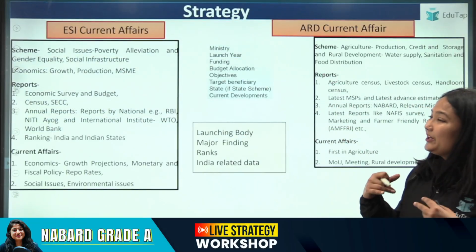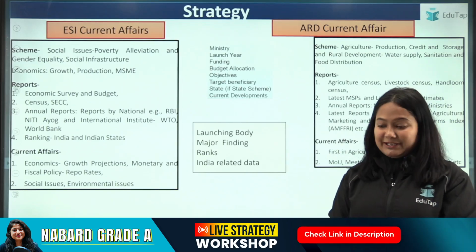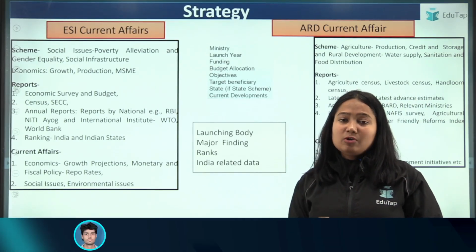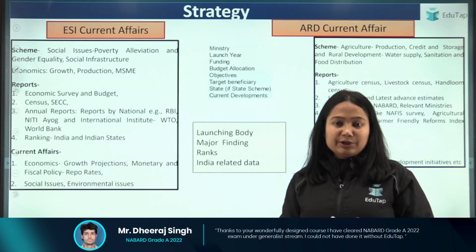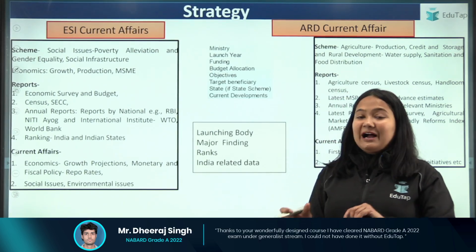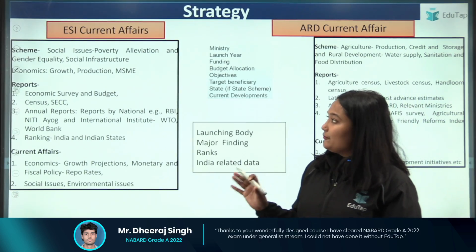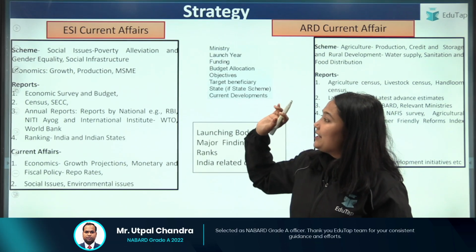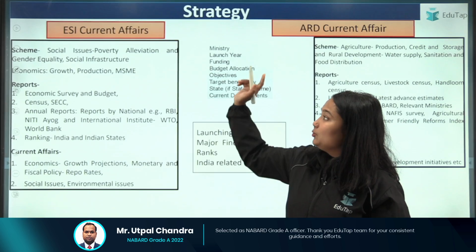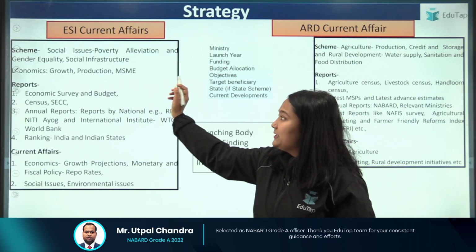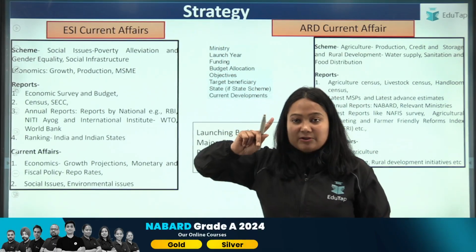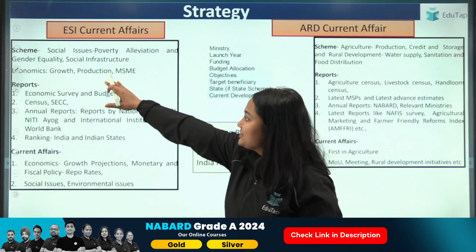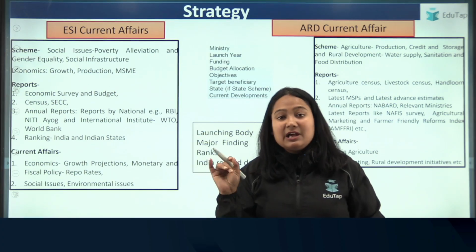Now coming to what to cover, or the strategy portion. You now know when to start the current affairs and for how much time you need to prepare. Coming to what part to cover from each section, first let's talk about the schemes. Whenever we are talking about schemes in the ESI part, you will have to do schemes related to economics and schemes related to social issues. I have also given you examples. In social issues, you need to cover poverty alleviation, gender equality, social infrastructure, such topics.